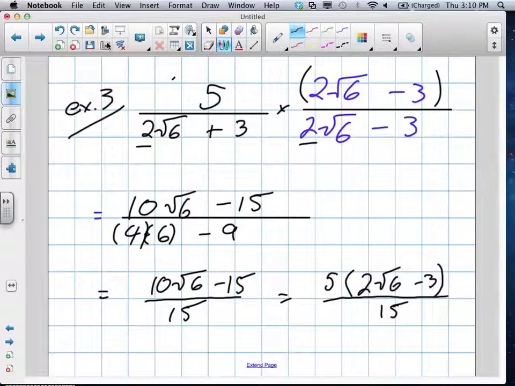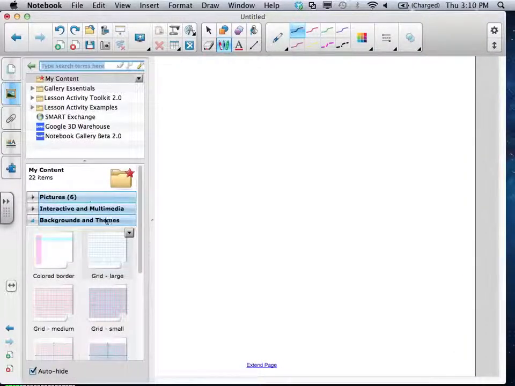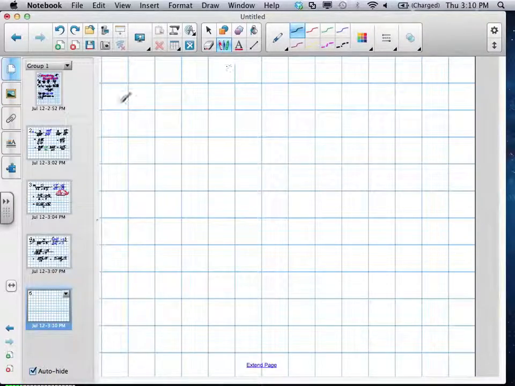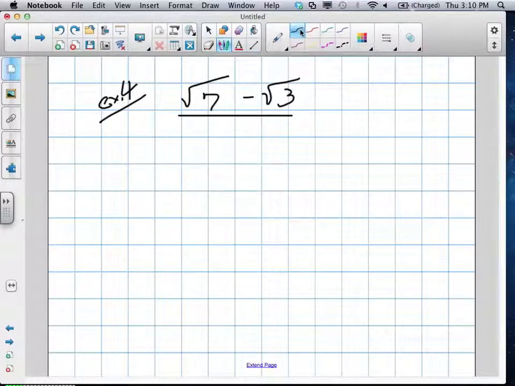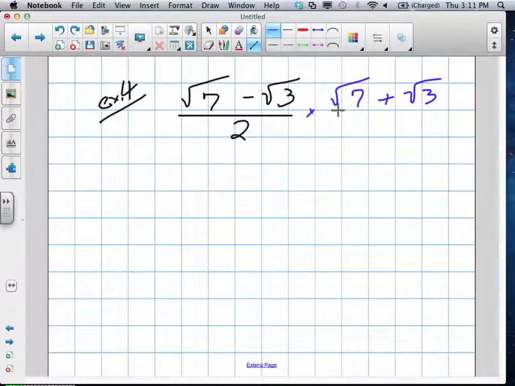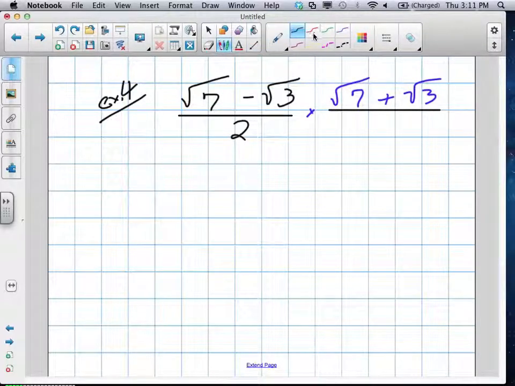And the last example from that one. They asked us to actually rationalize the numerator in this question. So this question is a little different. Example 4. Root 7 minus root 3 divided by 2. They ask us to do the opposite of what we were doing. They ask us to rationalize the numerator. It's going to be the exact same process. We're going to multiply the numerator and denominator by those two radicals using the opposite sign. The only difference is we're going to end up with some radical terms on the bottom.